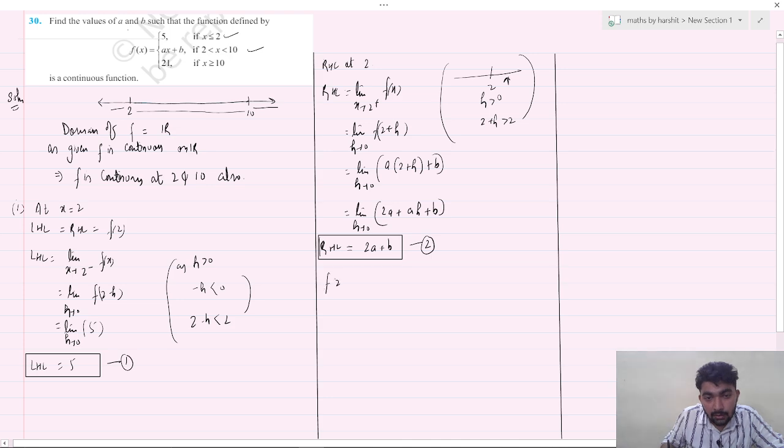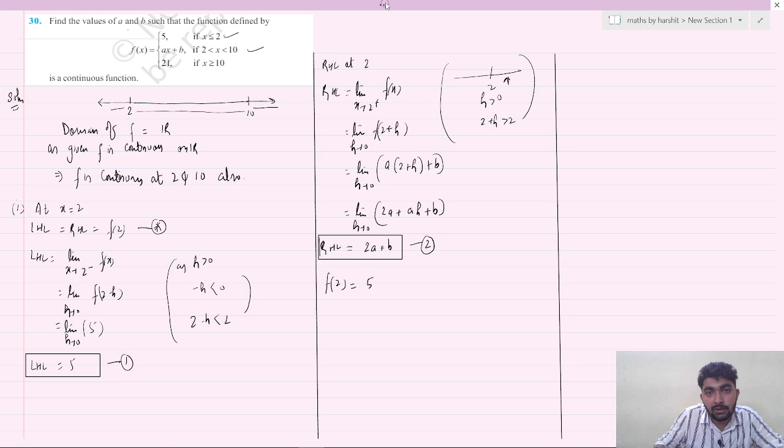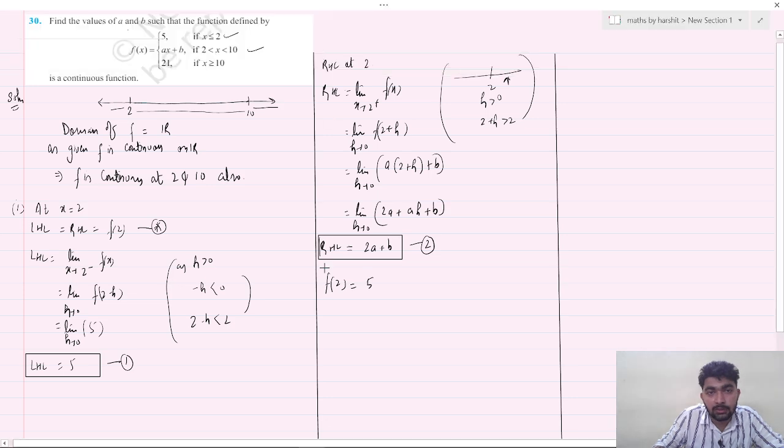Now the function value at 2, because this is the star equation. F of 2 we can find by the first piece, that is 5. Now we will combine all these three equations. You can observe here that we can combine these three equations, first, second and third. What do we have?